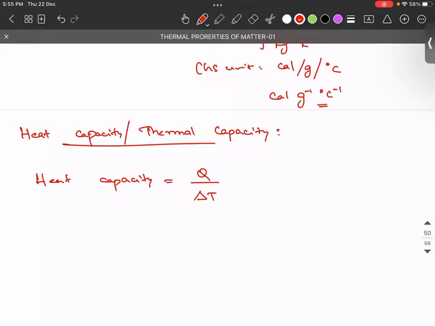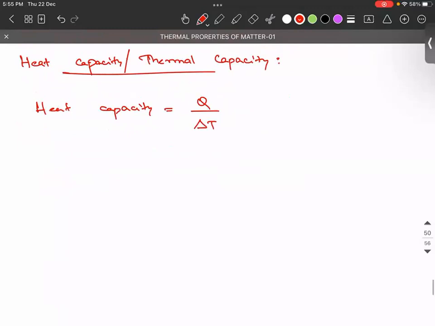Because this term is not used much, it's better to know. So the last term with respect to these kinds of heat is latent heat. So what is latent heat?